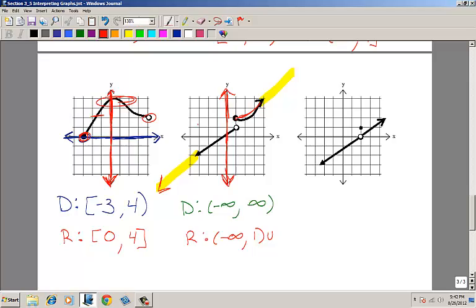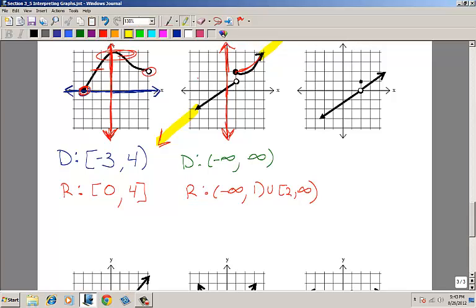So the next possibility that I have for a number in my range is 2. And I'm going to put a bracket with 2 because if you notice at y equal 2, I have a closed circle. And then I'm going up to an arrow, which means I'm headed to positive infinity. So the range for this graph is from negative infinity to positive 1, parentheses, a union, because I'm jumping up to 2, all the way to positive infinity. All right, let's look at the domain and range of the next one.